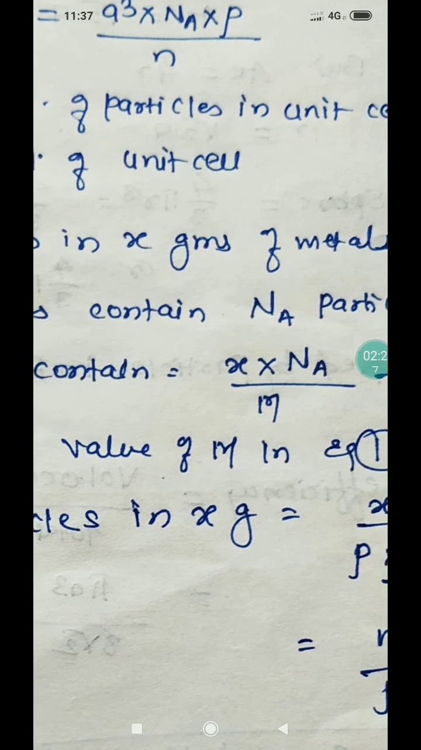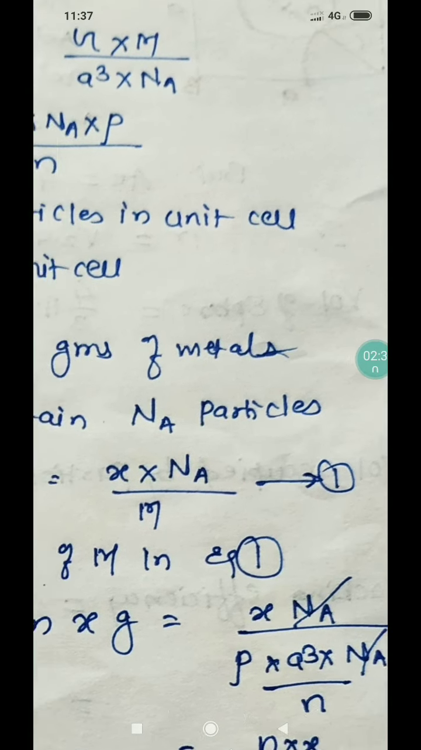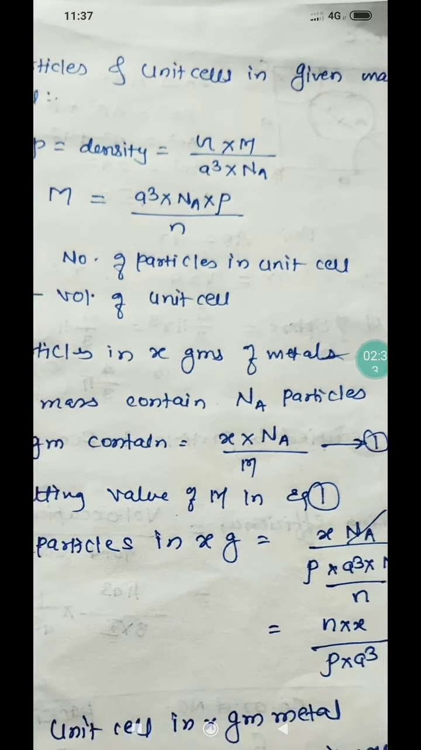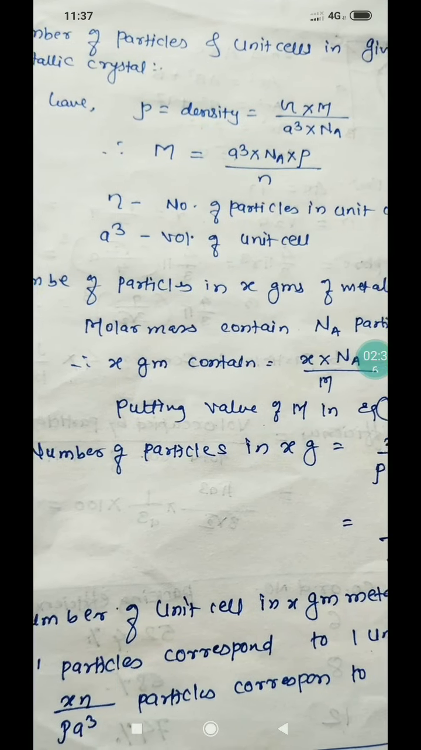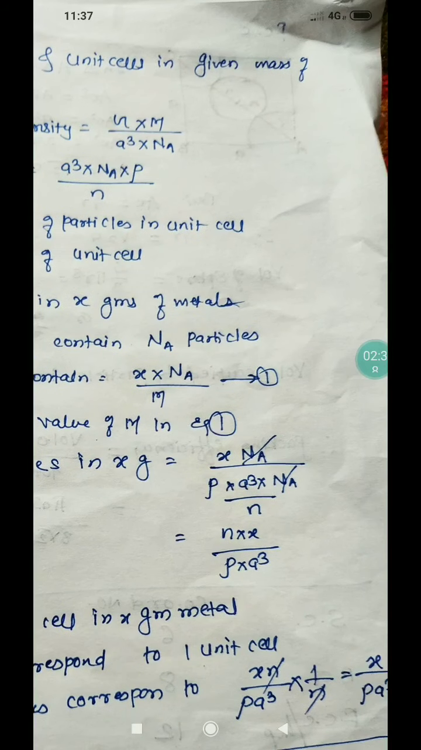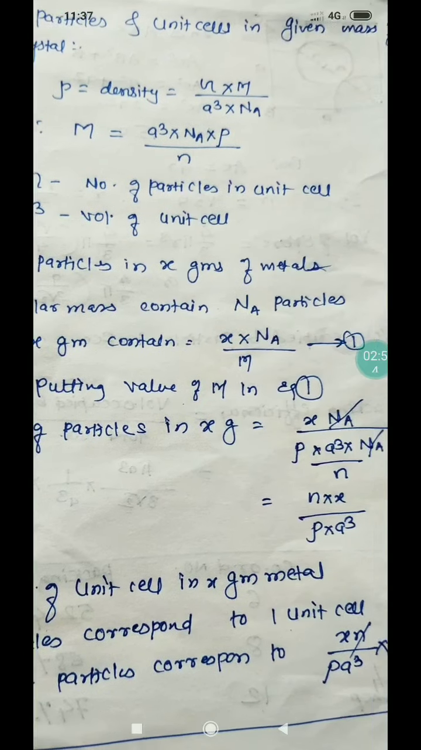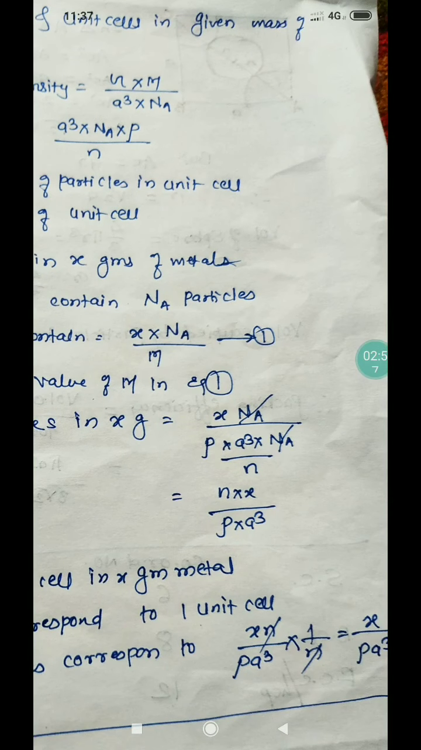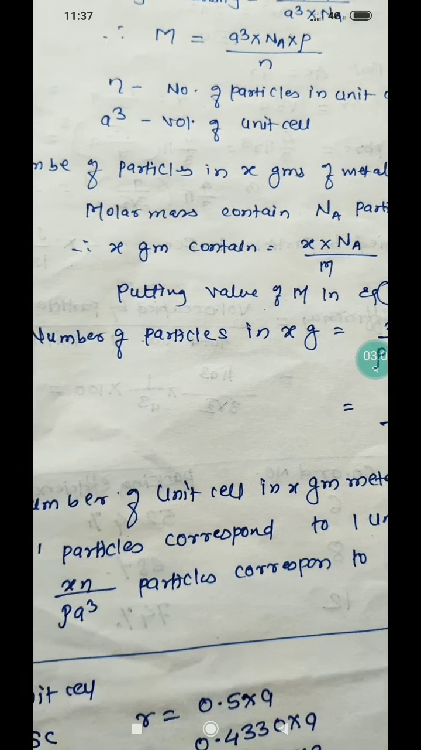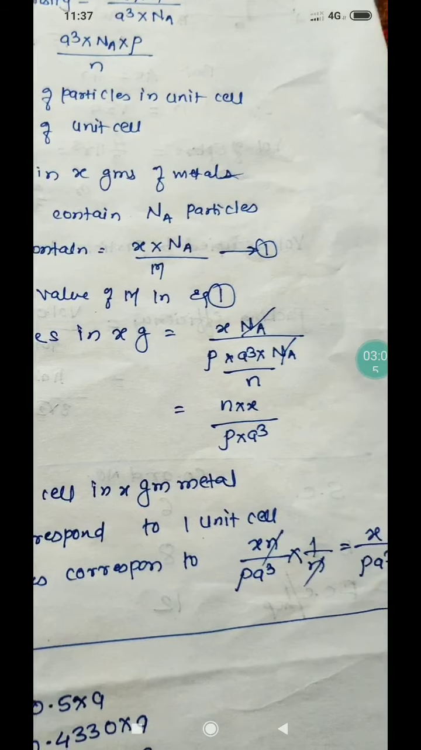So putting this value of M in equation number 1, the number of particles in x gram is equal to x into Na as it is, and M is equal to rho into a cube into Na divided by small n. So here Na cancels and we have the number of particles in x gram is equal to n into x divided by rho into a cube, the density into the volume. Okay. So here the number of unit cells in x gram of metal.